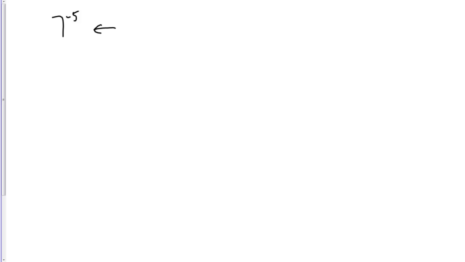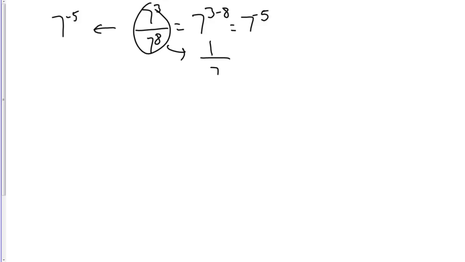So what about 7 to the negative 5? Well, this could be the answer of the reverse of what we just did, 7 to the 3rd over 7 to the 8th, which is 7 to the 3 minus 8. So that would be what 7 to the negative 5 would mean. By working with fractions and canceling exponents, this would be 1 over 7 to the 5th. And so we would get that familiar rule that negative exponents become positive exponents if we just go downstairs with the denominator.